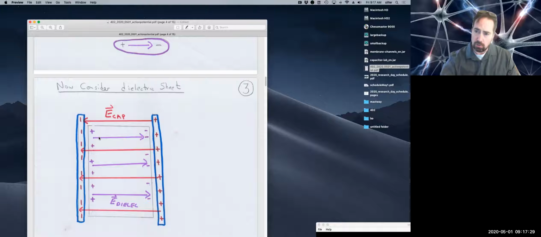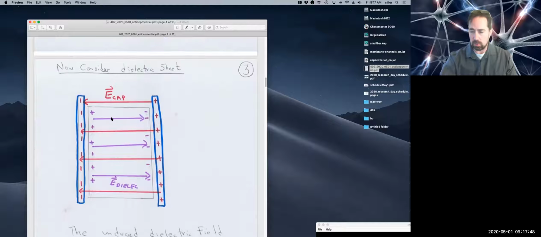And we get this overall opposing electric field that points in the opposite direction to the capacitor electric field, which is going in my graph from right to left, from the positive charges to the left to the negative charges on the parallel plate capacitor. And this one's going to oppose it.